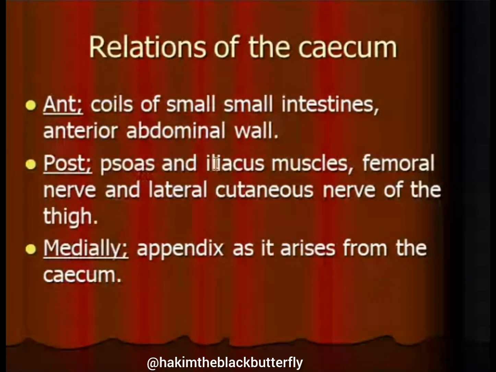Posterior to the cecum, there are these muscles of the abdominal wall. You remember when we talked about the muscles of the abdominal wall on the posterior aspect, we talked about psoas muscle and iliacus muscle. These two muscles are muscles of the posterior abdominal wall, and they lie posterior to the cecum. Plus these nerves known as the femoral nerve, which we shall look at next semester when we're looking at the muscles of the lower limb, and the lateral cutaneous nerve of the thigh. Cutaneous means skin. Thigh, you know where it is. So these two nerves, femoral nerve and lateral cutaneous nerve of the thigh, plus these two muscles are the structures which are lying posterior to the cecum.